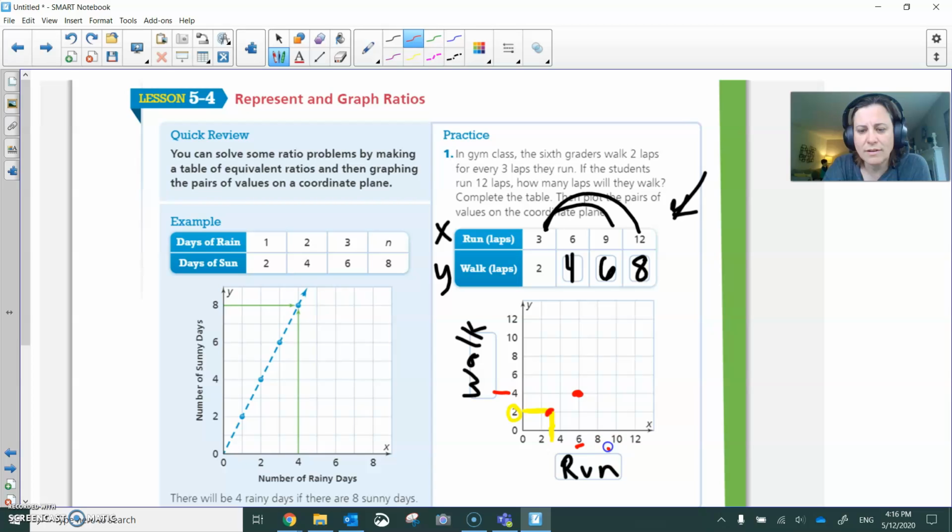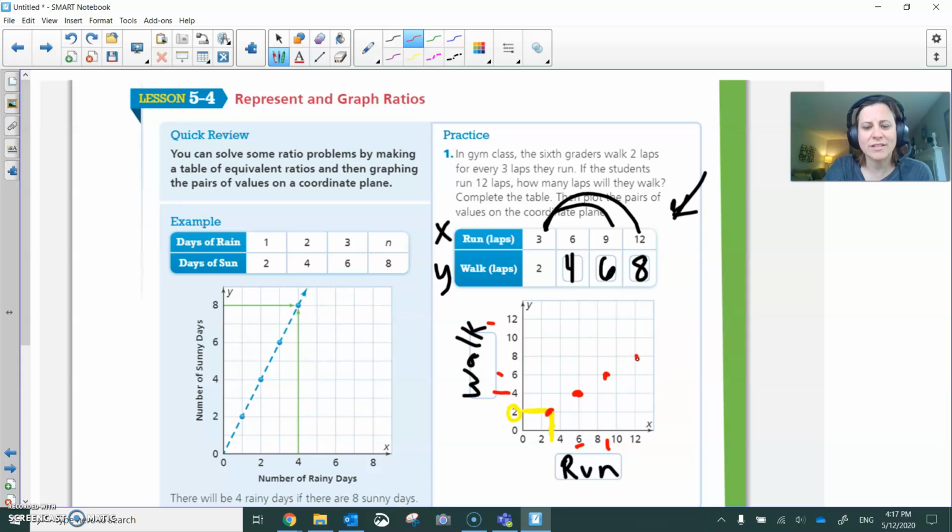9 and 12, 9 would have been here between 8 and 10, here's 12. 9 and, 9 and 6, my bad. Here's 9, there's 6, and then 12 and 8. Here's 12. I'm going to go up to 8 and put another point. And do you notice that these are going in a straight line?